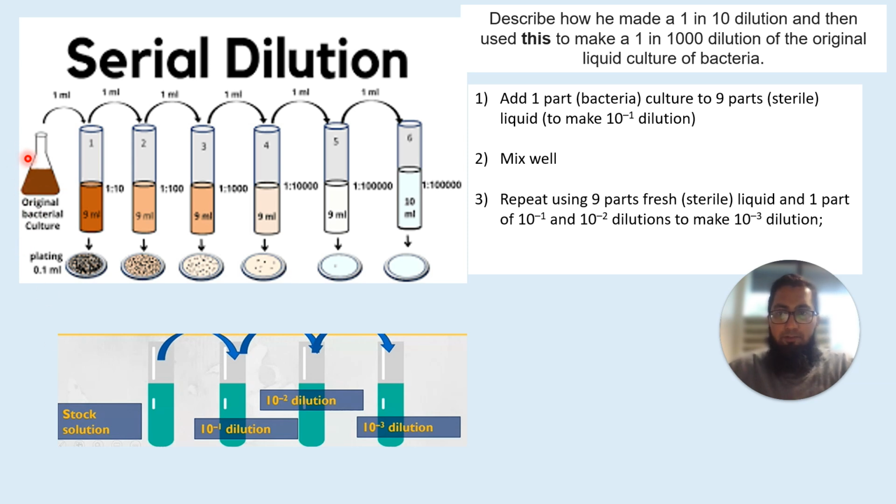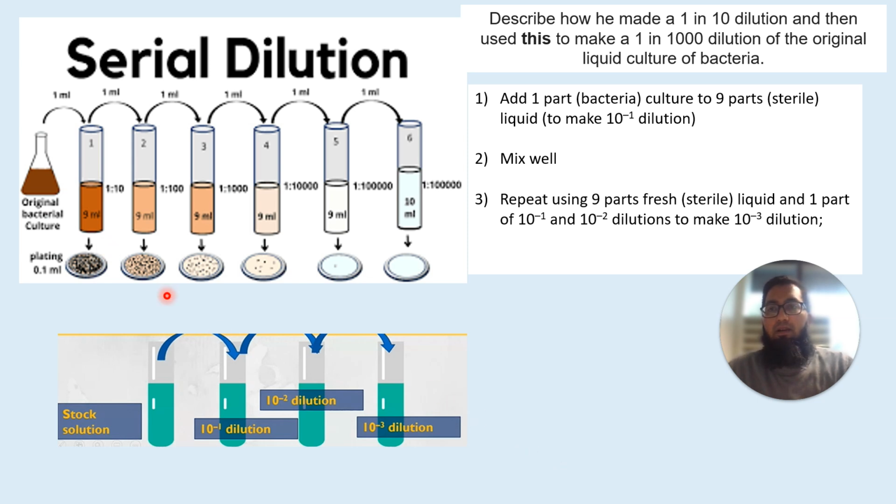This is my stock solution, and what do I want to do? I want a 1 in 10 dilution first, and then continue that dilution until I reach 1 in 1000, so until I reach the third test tube. This diagram here is showing you the same thing. This first test tube is the stock solution. The third is 1 in 1000. So maybe let's use the top diagram to explain. It might be a bit easier.